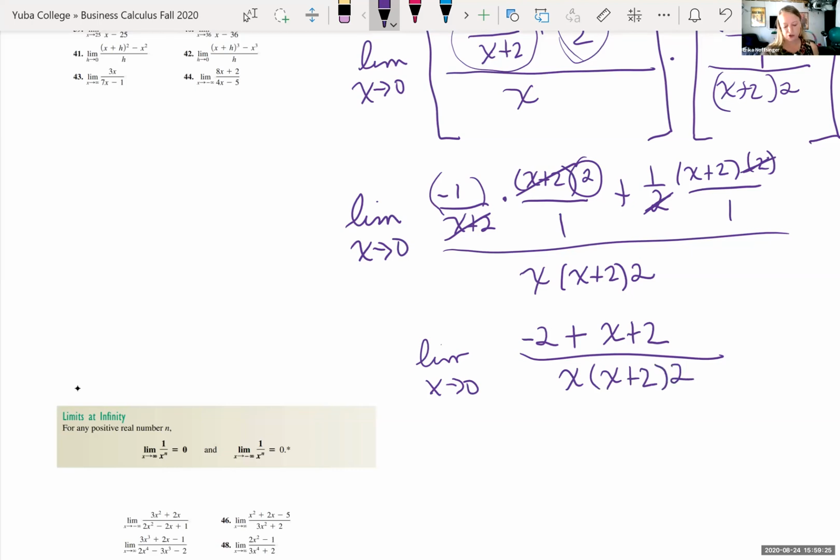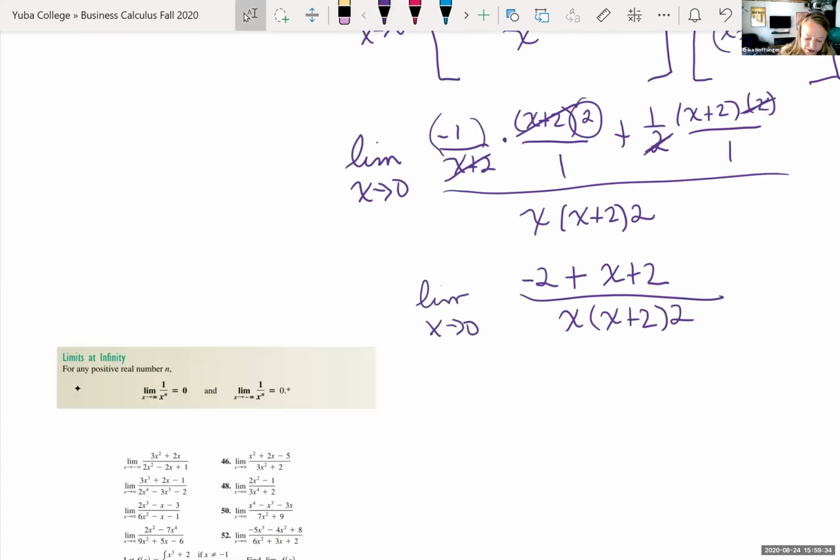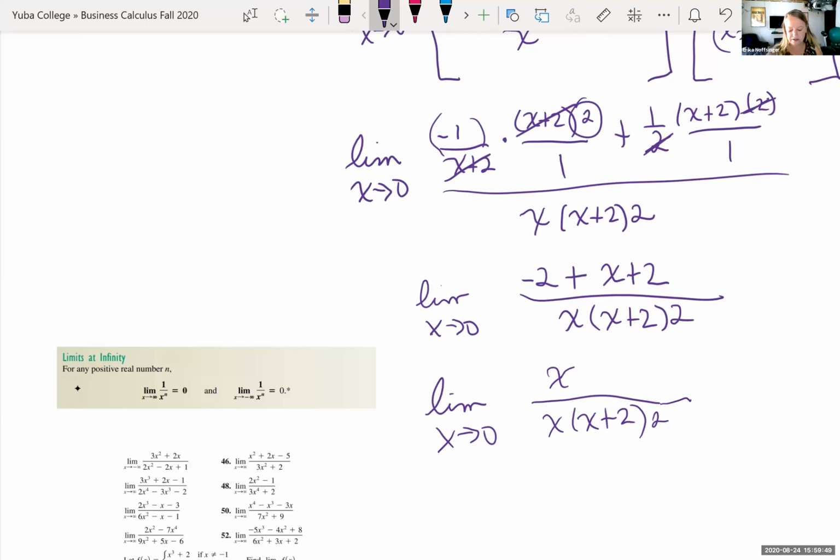So now notice my numerator, I have a -2 plus x plus 2. So I have like terms, I can cancel out the -2 plus 2. That would just leave me an x in my numerator, all over this x, all times x plus 2 times 2. So if you don't see that there's a common factor of x there, you'll notice when you plug in 0 for x, you still get 0 over 0. So let's cancel those x's.